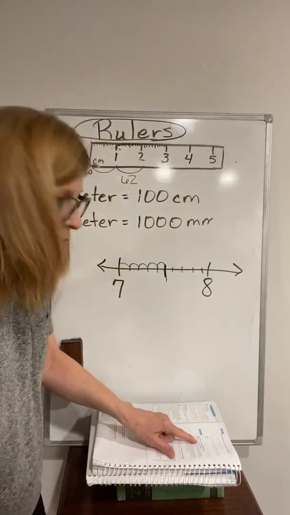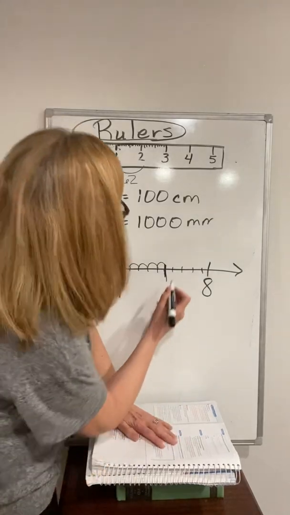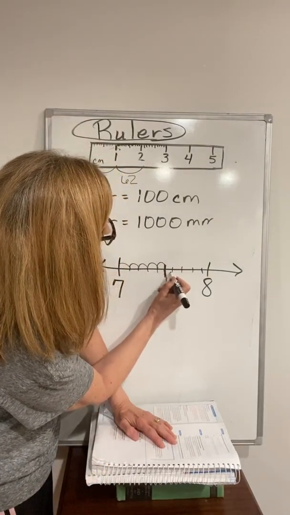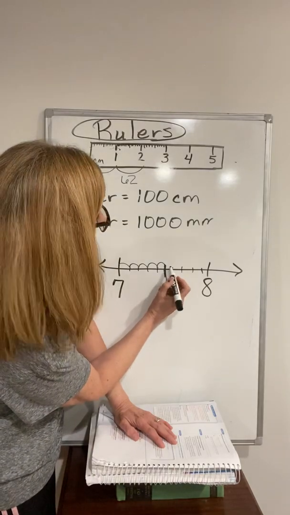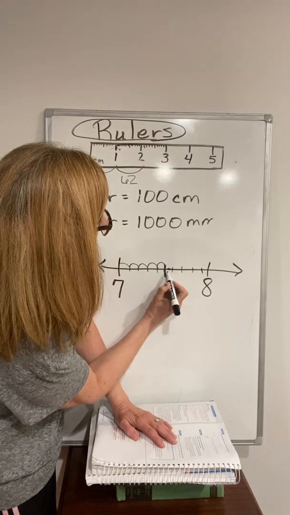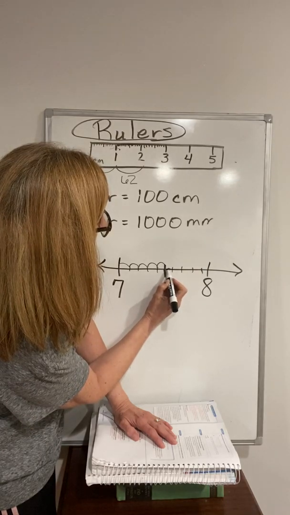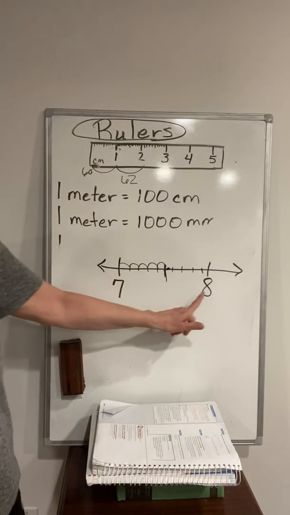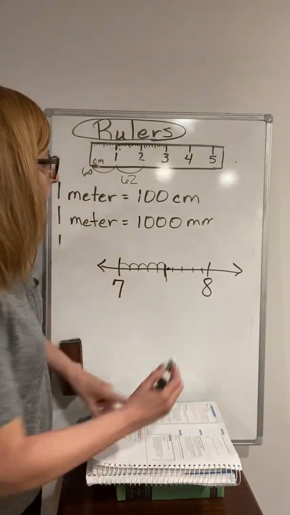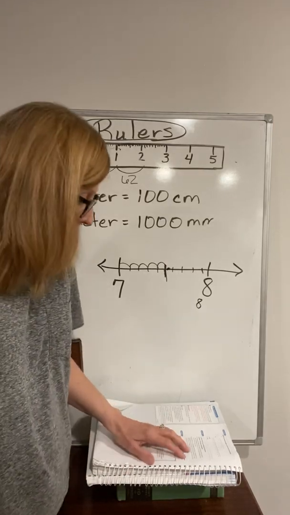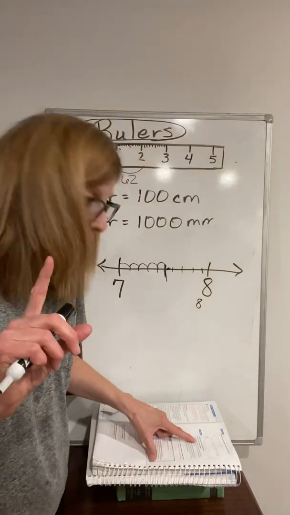Now let's do my 200ths. So that means each of these in between here are going to be divided into tenths. So 1, 2, it's going to be right here. So is it closer to 7 or 8? It's going to be closer to 8. Okay? All right. Oh, but wait.